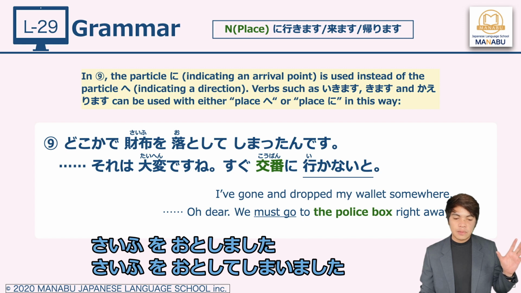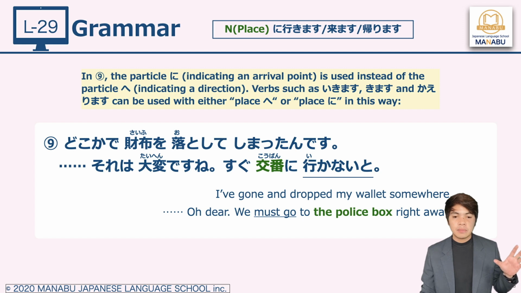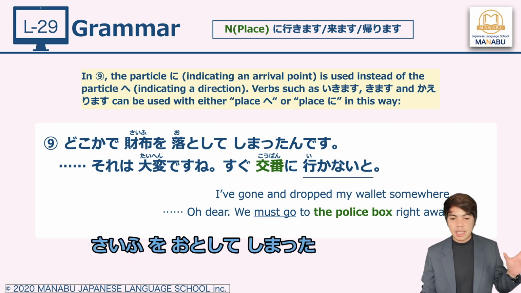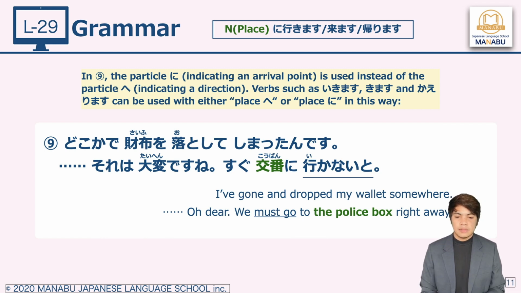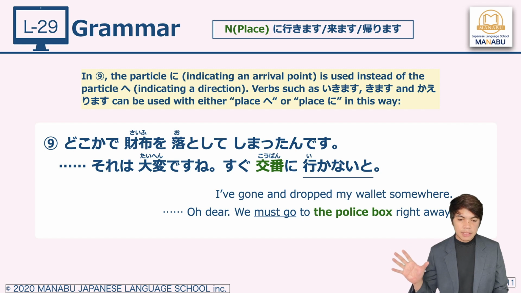財布を落としてしまいました. I dropped my wallet, expressing your feeling of regret and disappointment. Now, the plain form of しまいました is しまった, because of the pattern んです. So we will use the plain form of the verb plus んです. This sentence is based on our previous lesson, the んです. Before this sentence, they had a conversation.